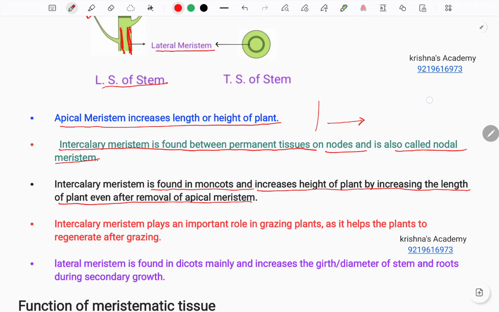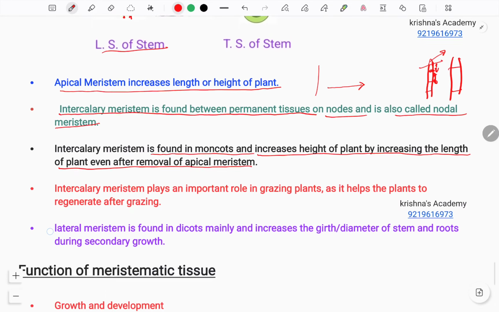Suppose that this is a monocot stem, sugarcane, and this is the apex. If we remove the apex of this stem, the nodal meristem starts to grow and increases the internodal length. And when the length of the internode increases, then the length of the whole stem or the branch will increase.